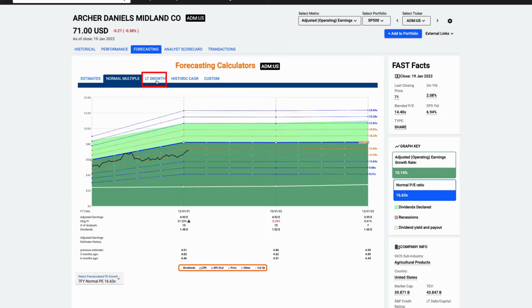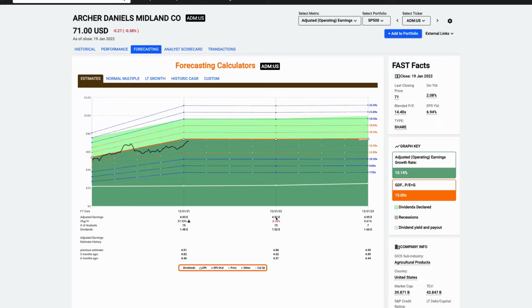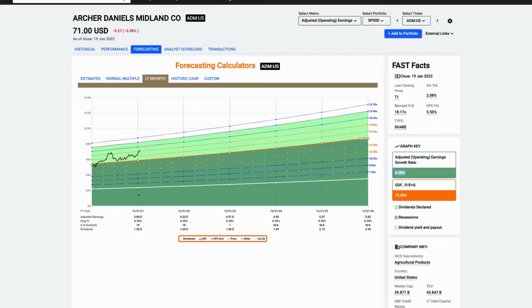Now, we've also got the long-term growth, which is a completely different set of estimates. What this is, it takes the last actual and grows the last actual by the long-term growth rate estimate, which in this case is 8.38%. So once again, this is a completely separate set of estimates, where instead of estimating the individual years of estimates like they did on these two, they just gave a growth rate estimate. So we take the last actual, grow it by 8.38, then we take that estimate, grow it 8.38%, then take that estimate, grow it 8.38%, and so on. And that's how this is drawn.